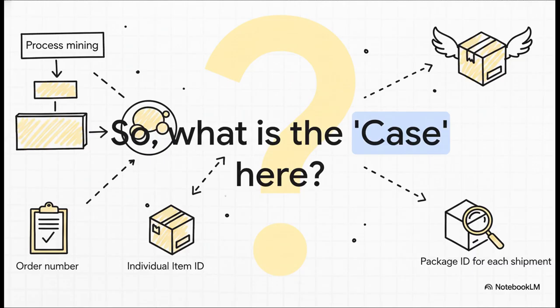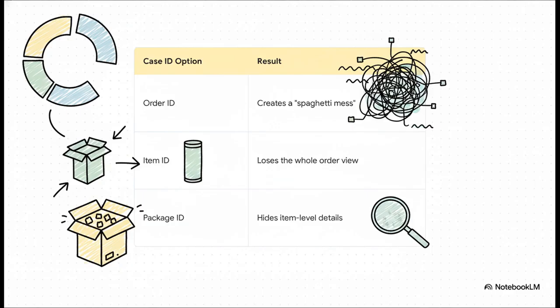Or should we be looking at the package IDs, the tracking numbers for each box? Think about it, because your choice completely changes the story you're going to see. And this is what's so wild. Each of those options gives you a broken picture.